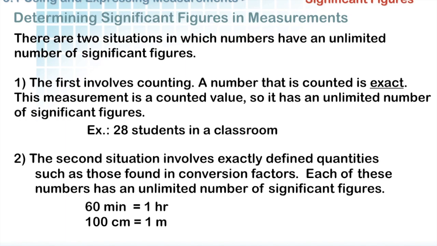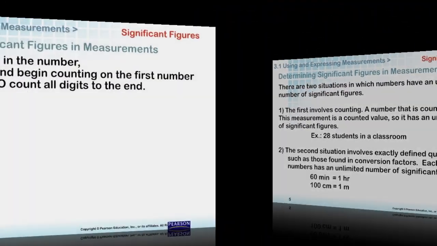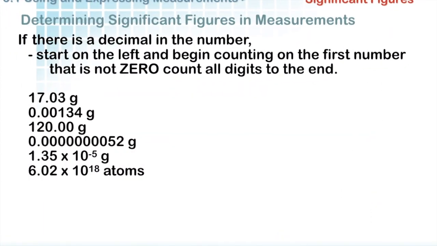Now we're going to talk about when they're not unlimited. So the first thing you have to do is, if you look at every one of the numbers on this page, you see that there's a decimal in the number. If there's a decimal in the number, you start on the left side of the number and begin counting at the first number that is not a zero and then count to the end. So 17.03 is going to have four significant figures because I start at the 1, I go to the 7, to the 0, and the 3.